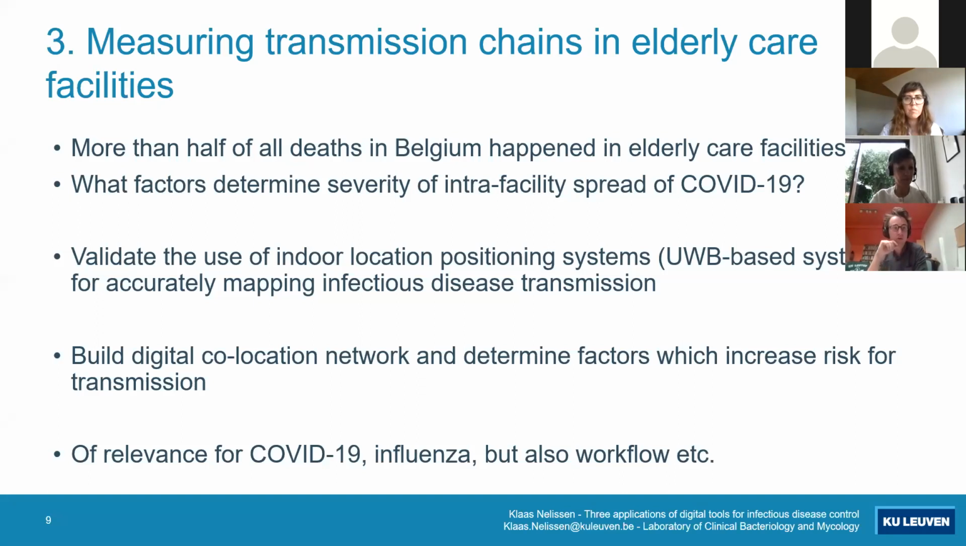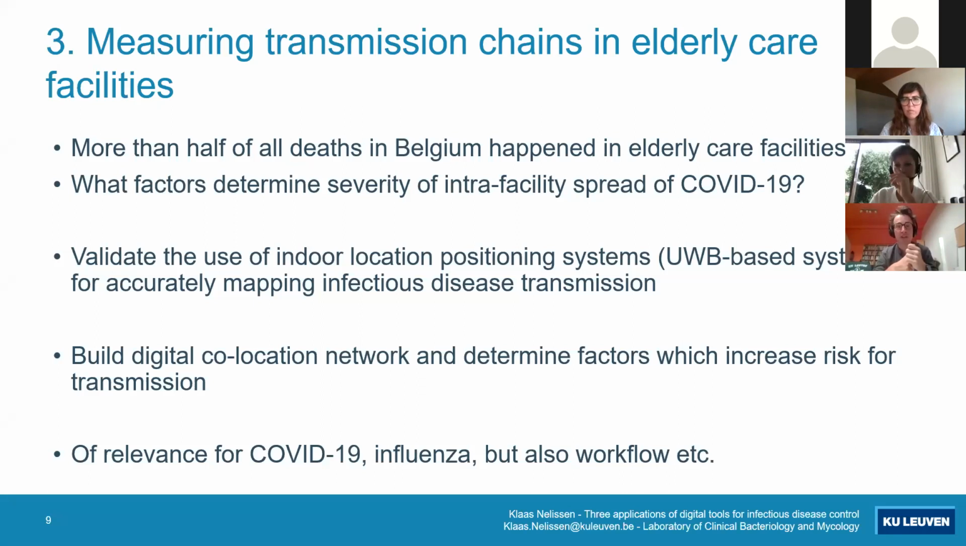And for that, we're using indoor location positioning systems. So it's an ultra wideband system, which is the follow-up to Bluetooth-based systems. And if we use those, you can map the distance between different people who wear such a tag quite accurately. Based on these digital sensor measurements, we'll be able to build a digital co-location social network.